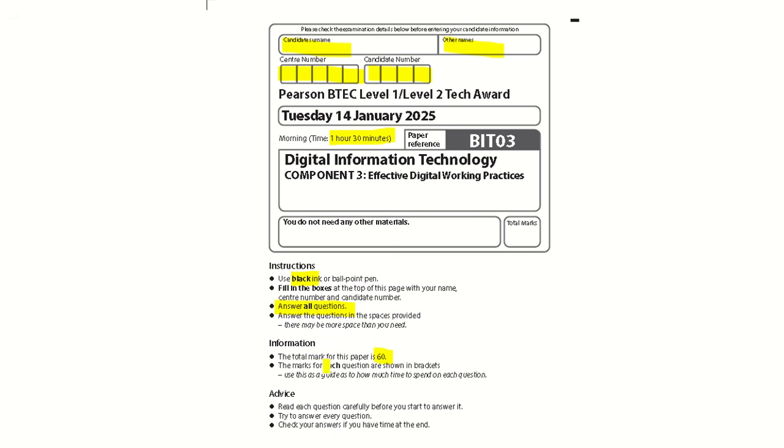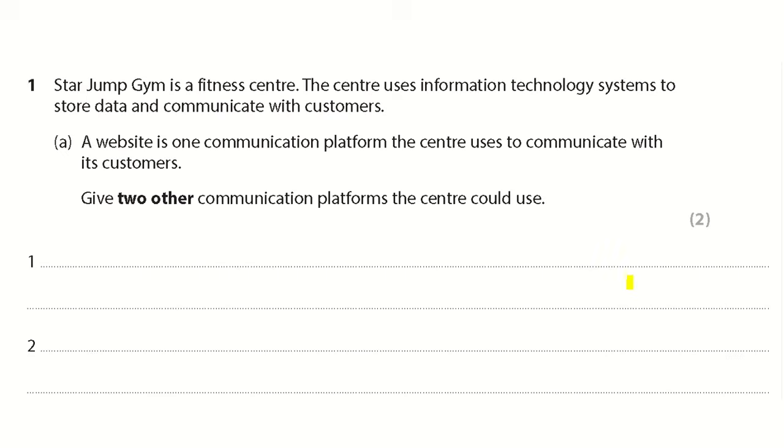Each question has got the marks shown in brackets, so you've got an idea of how long to spend on each question. So we're going to start by working through this paper step by step. So we start with question 1. We've got our little scenario.